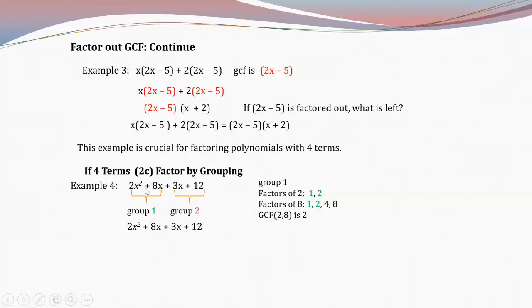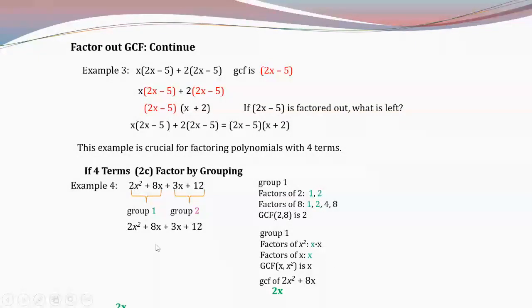For group 1, we have for the factors of 2 will be 1 times 2. For the factors of 8 will be 1, 2, 4, and 8. The ones in green is what they have in common. So the GCF between 2 and 8 is 2. Right? Now for the variables, you have x squared and you have x. Remember what I said earlier? The observation, if they both have the same variable, it'll be the variable with the least degree, which is 1. So that's why the x is what they have in common. So the GCF will be 2x.